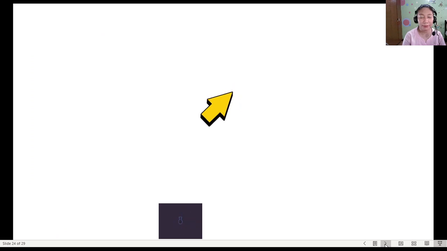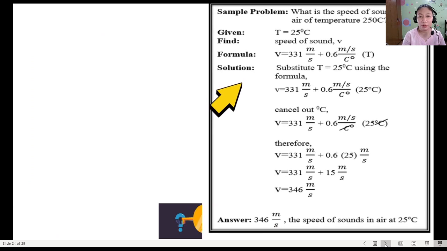Let's try. So, ito yung solving natin kanina, no? Doon sa pre-test, 25 degrees Celsius yung given. So, we follow the format. You write the given, what is find, formula, solution, and then the answer. Given is 25 degrees Celsius. Ang hinahanap natin, speed of sound with the symbol V.